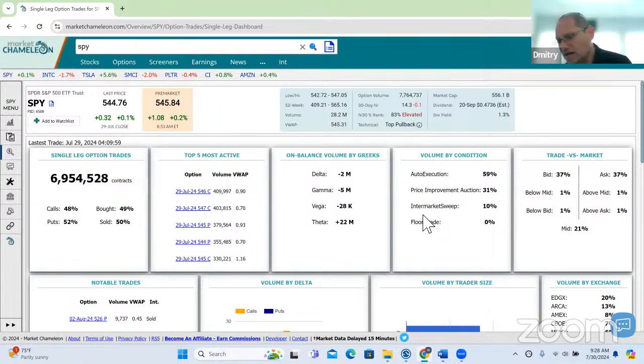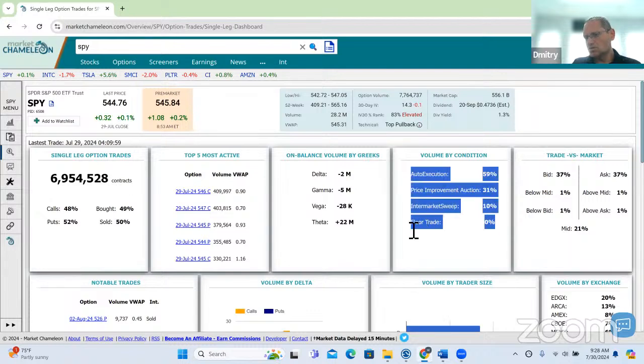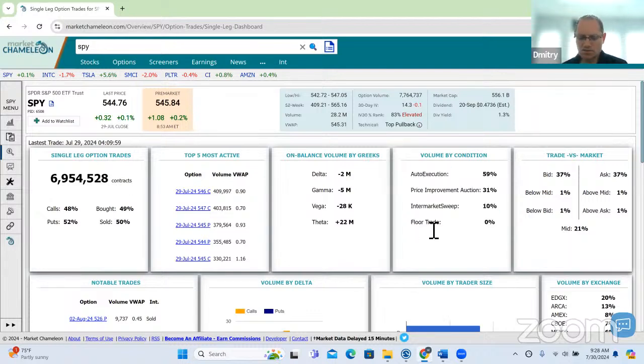Okay, and then finally, floor trade. This is a way to trade using human touch. Most volume at this point is all electronic. You guys are probably only doing electronic orders, where you log into your broker, you put your order in, and they just route it out.